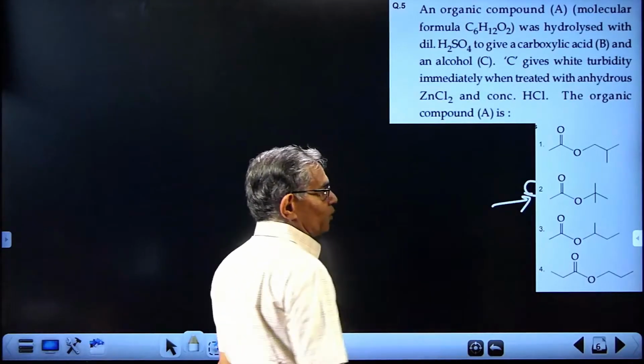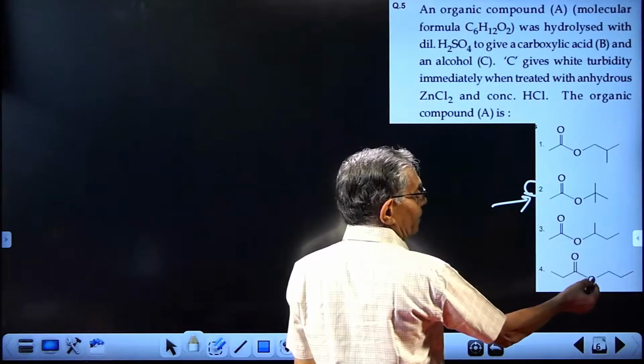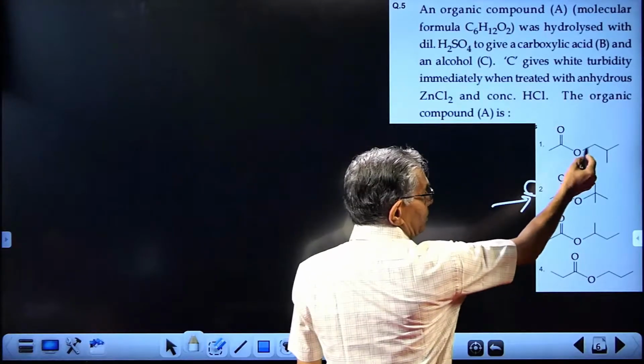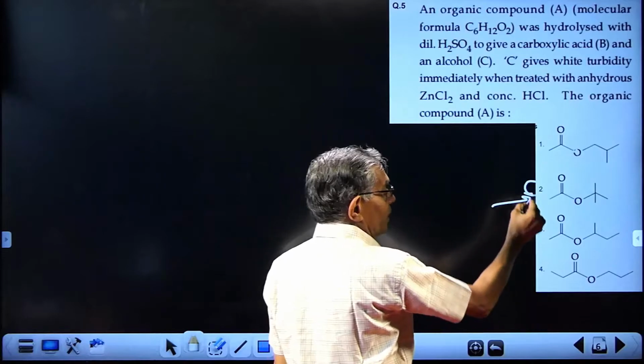The answer is therefore 2. Very simple question. This cannot, this is secondary alcohol only. This will be primary alcohol. This will be again primary. Tertiary is given only by 2. So your answer will be 2.